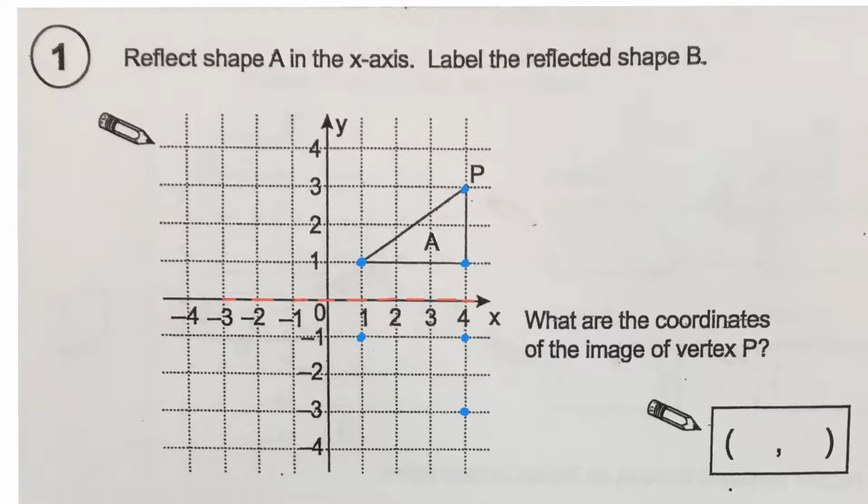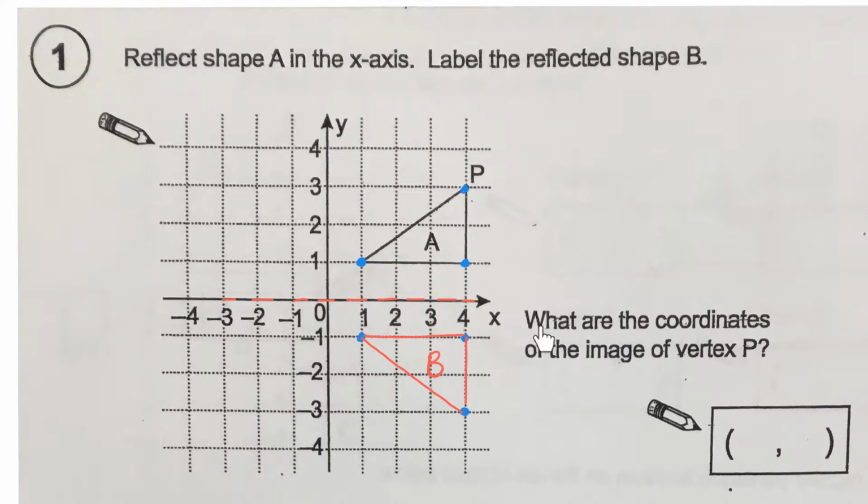And that's it, we're done. Now we just need to use a ruler to connect the points, and our shape is complete. Whoops, I don't have a ruler here, so I'll just do it freehand. But you must use a ruler in the exam. And it asks us to label the reflected shape B. So our reflected shape, let's label it B.